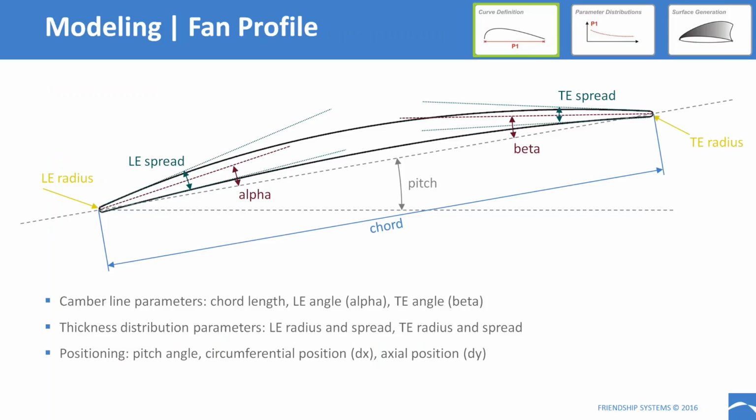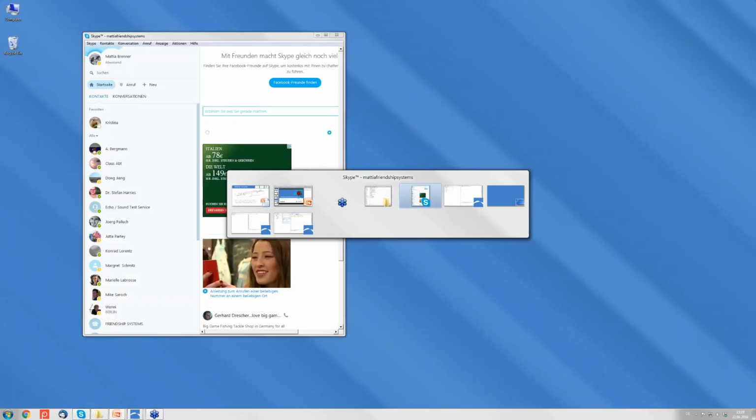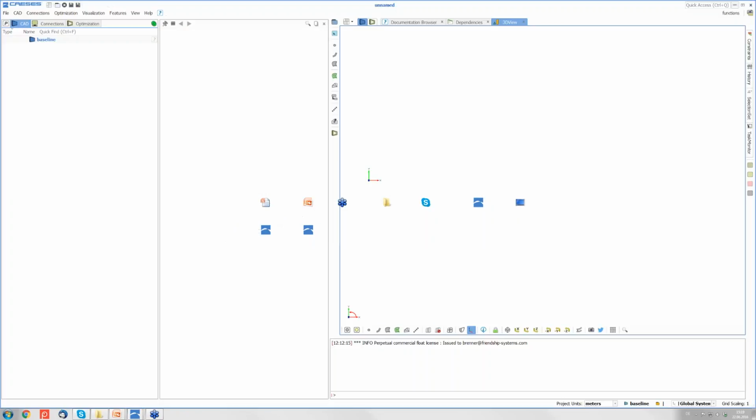So we saw last time already which parameters have been used to describe the cross-section of the fan blade, but we didn't really talk in detail about how this is done in CAESES. And to show that, I would like to switch over to CAESES itself. Let me open this blank user interface.